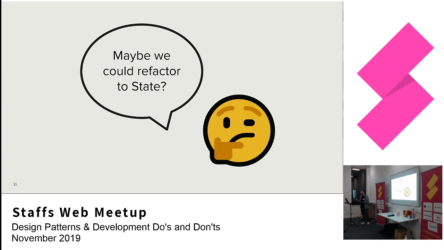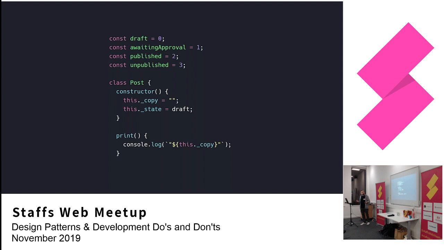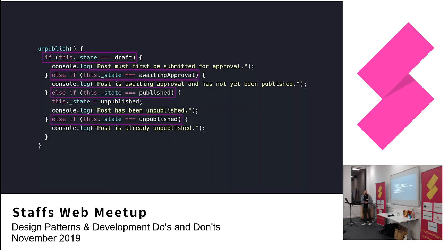But if we didn't know the state pattern, we could thumb through the book and get to the page on state. The applicability part of the pattern would say the state pattern applies when operations have large multi-part conditional statements depending on the object state, and usually these are represented by one or more enumerated constants. So we could look at our implementation and ask, does this apply to our first pass at modeling this post? We've got some constant values at the top of the class, and we've definitely got some multi-part conditionals. So maybe we've got a good candidate to refactor towards the state pattern.